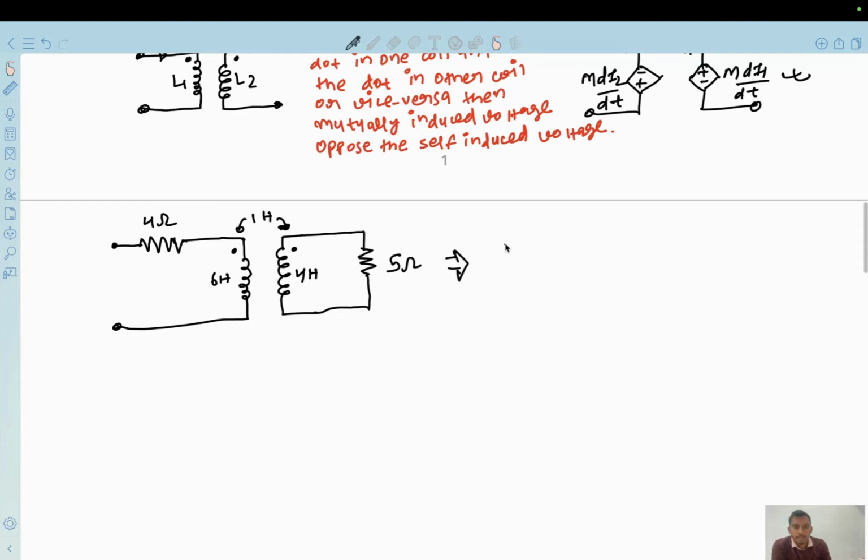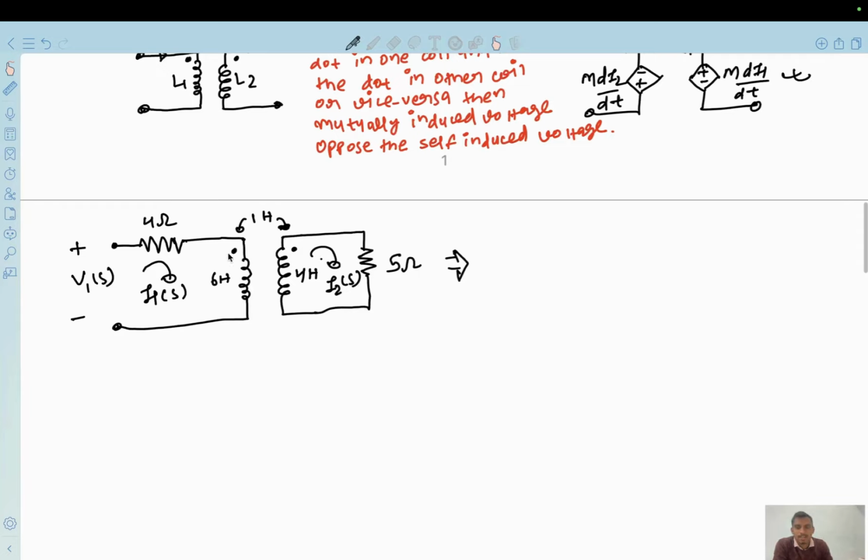Now coming to the question, we'll solve it in S domain only. Let us suppose I1S current is flowing in this circuit and I2S current is flowing in this circuit, and here the voltage is V1S. Now we'll try to represent the induced voltage in each coil due to mutual inductance with the help of a current dependent voltage source. So how can we represent it?